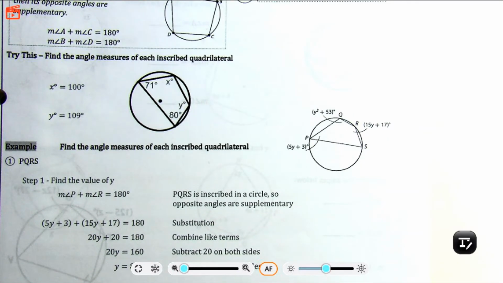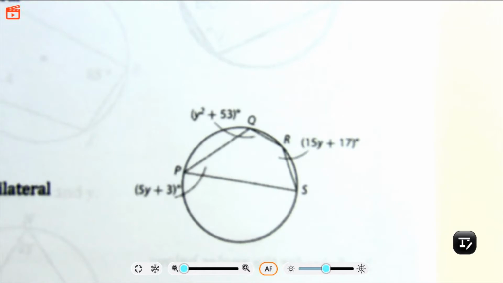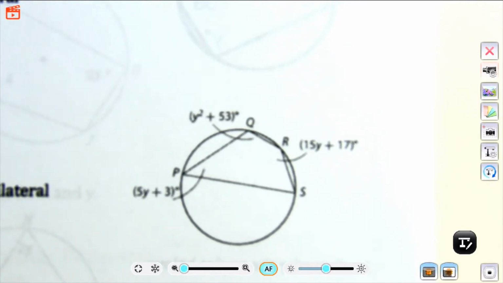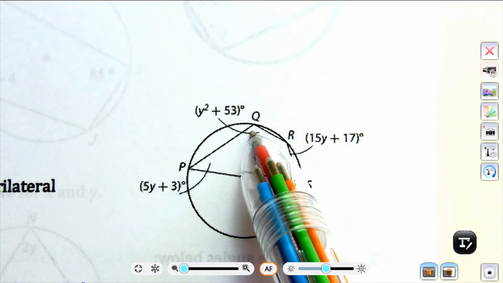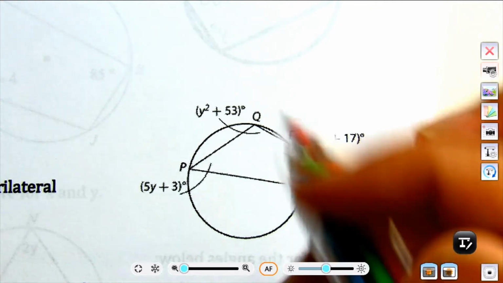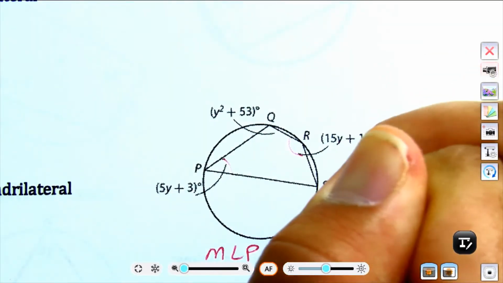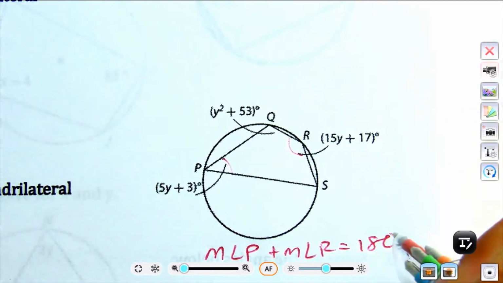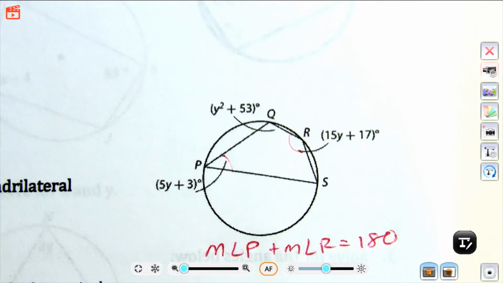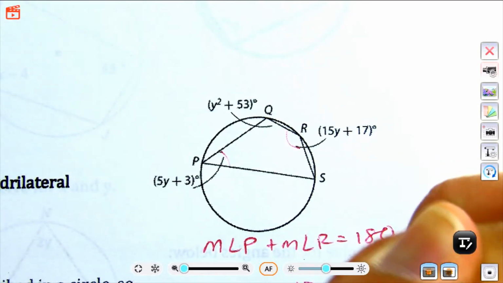Find the angle measurements of each inscribed quadrilateral. Let me zoom into the circle. What we want to do is solve for y. This angle is 5y plus 3. This angle is y squared plus 53. This angle is 15y plus 17. Let's focus on opposite angles, so angle P and angle R. The measurement of angle P plus the measurement of angle R is equal to 180 degrees. By plugging in the values, we have 5y plus 3 plus 15y plus 17 equals 180.